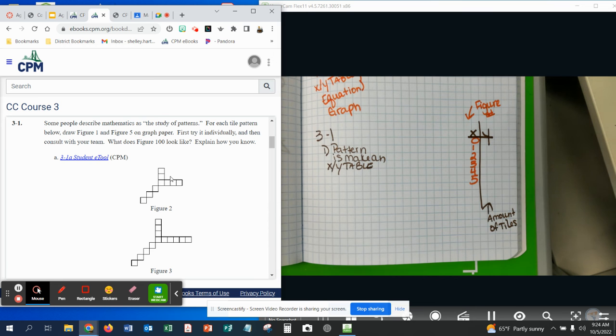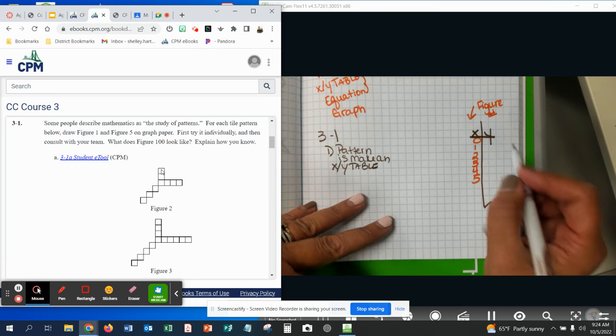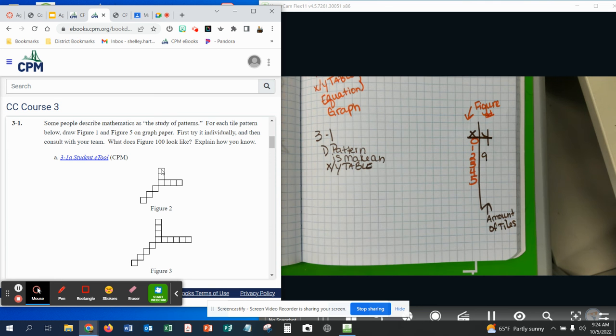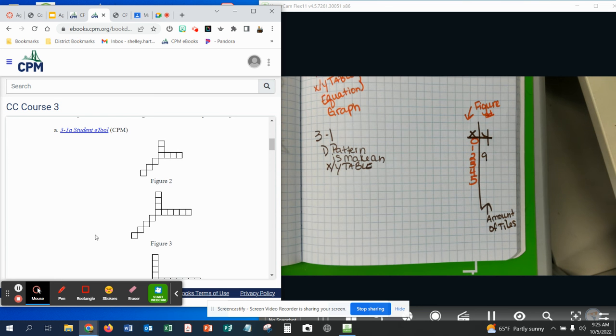So how many tiles are in pattern 2 or figure 2? So we've got it going out this way. 1, 2, 3, and then 4, 5, 6, 7, 8, 9. So for figure 2, it's 9. Okay. The next thing is to see how much it's growing. We need the slope.